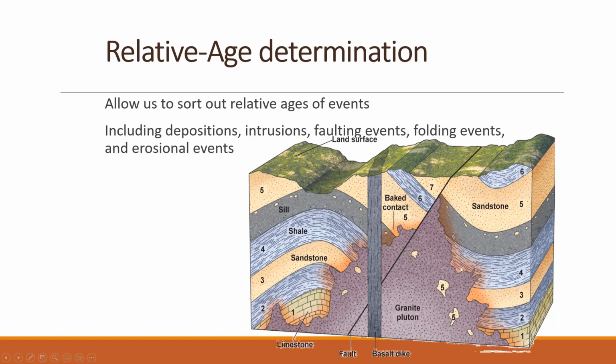The intrusion includes layer 5, and we have the baked contact. So it came in after the folding. And then we have the fault, which cuts the intrusion. And then the most recent thing, again, would be the dike. Actually, the very most recent thing would be all the erosion. But that's how we do this relative age determination.